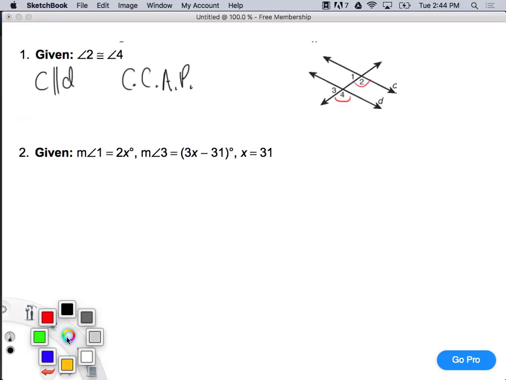Now they say the measure of angle 1 is 2x, and the measure of angle 3 is 3x minus 31. But then they tell you x is 31. So what's my first step before I do anything else? Plug it in. Because I don't want to leave it like that, right? If I just have what x is equal to, it's almost arbitrarily difficult. I could have just plugged it in for you, right?